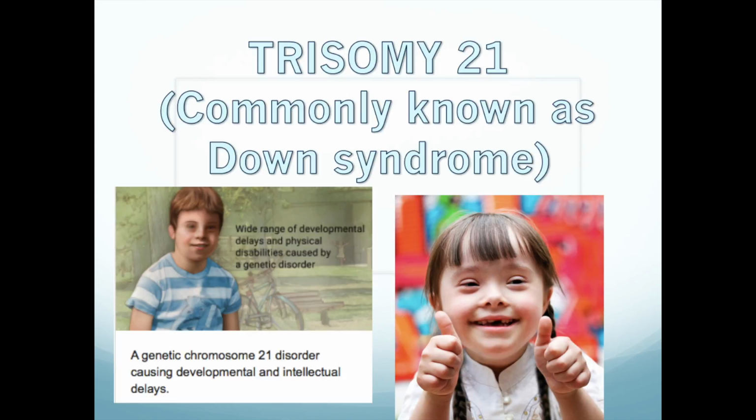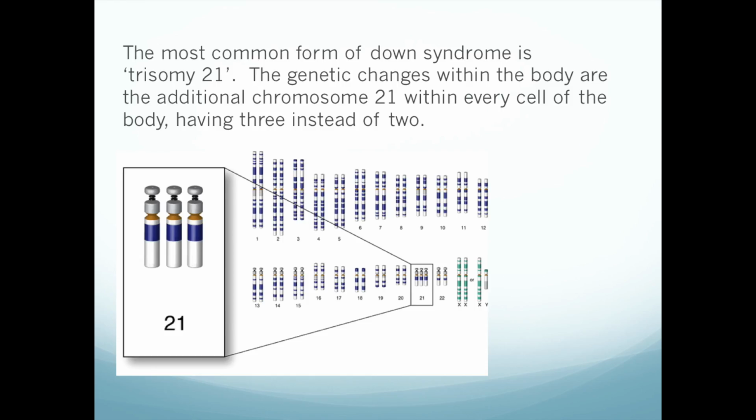There are three types of Down syndrome: mosaicism, translocation, and finally, the most common, trisomy 21. Trisomy 21 occurs on the 21st chromosome, hence the name, and is simply the addition of another chromosome 21, so that those with the disease have three 21st chromosomes in every cell of the body rather than two.